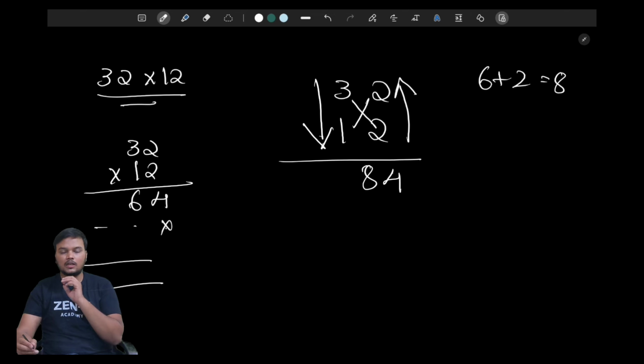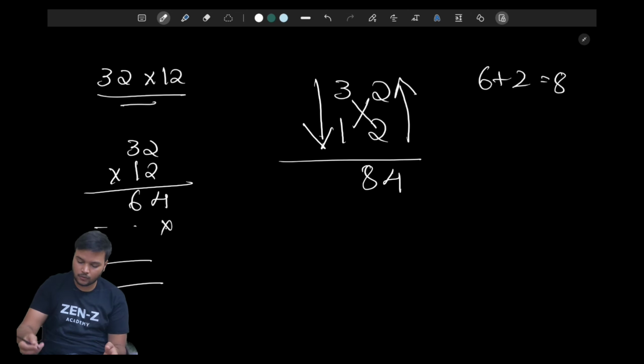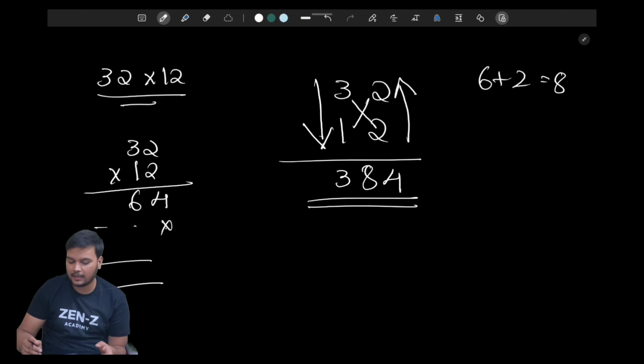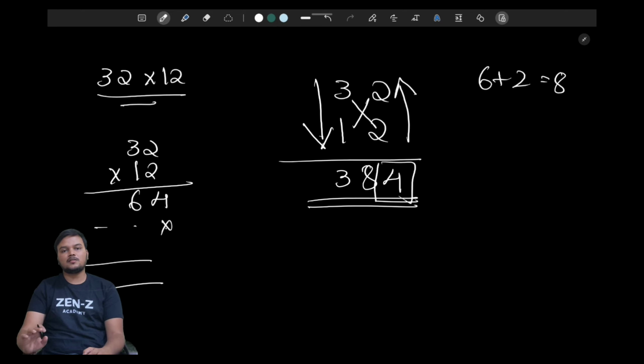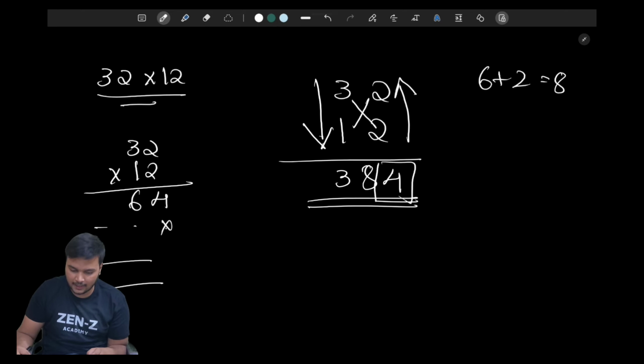And if you are not sure, then go forward, which is 3 1s are 3. So 384 is the right answer. You can mark it and go, but you don't have to perform this whole calculation. Instead of performing this big calculation, you can see the last integer. If the last integer is matching with your option, then that is the right answer.